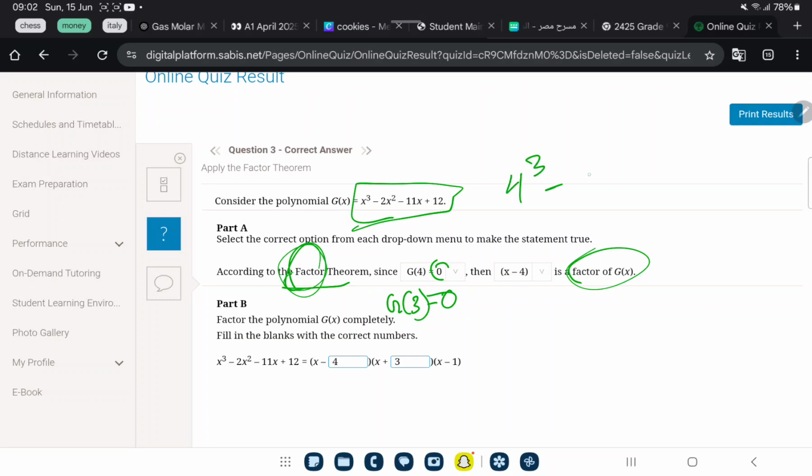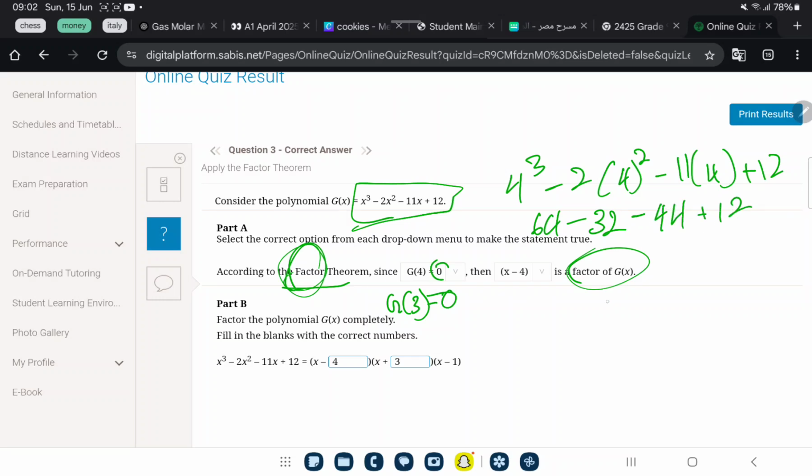It's 4 cubed minus 2 times 4 squared minus 11 times 4 plus 12. So 64 minus 32 minus 44 plus 12. So 32 minus 44 plus 12 equals 0. So it is a factor of g of x. So x minus 4.